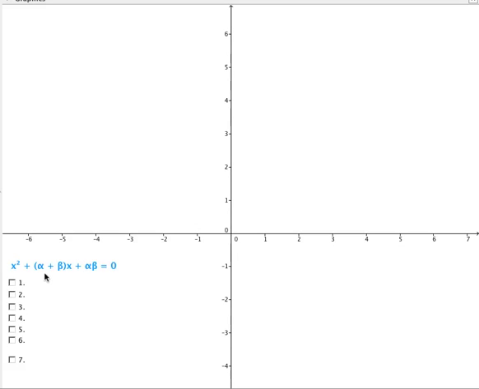Recording, we're looking at the relationship between the sum of the roots and the product of the roots, and looking at the graphs that give us some of the information that we can use, or that we might be asked to sketch as part of the work. So let's have a look at some examples.